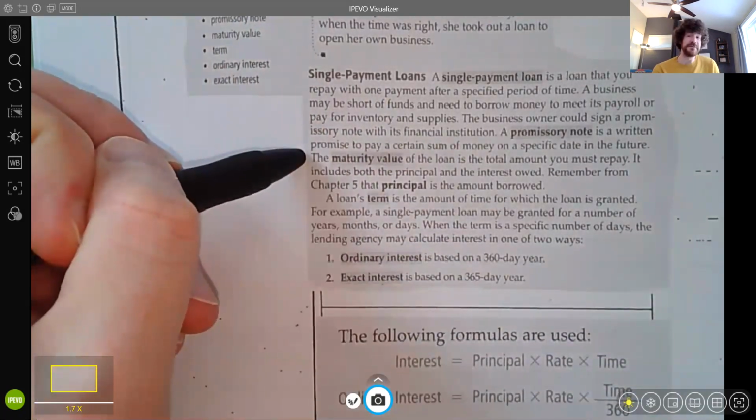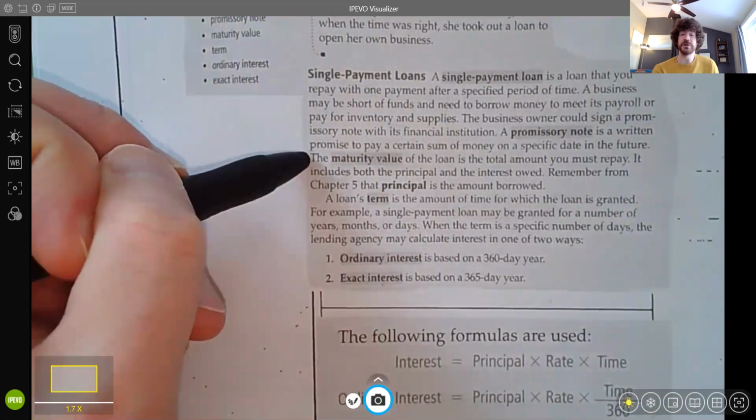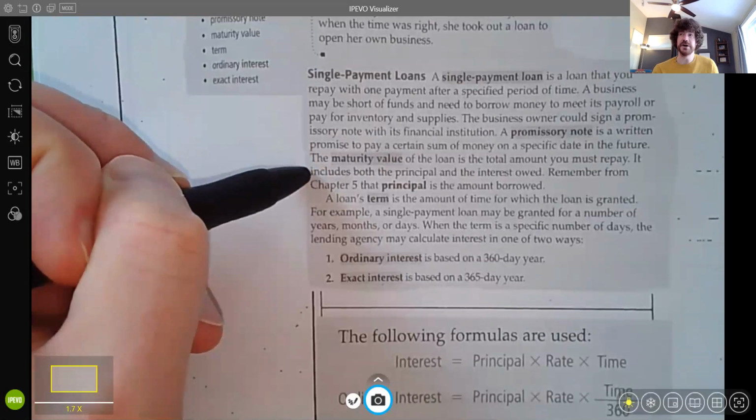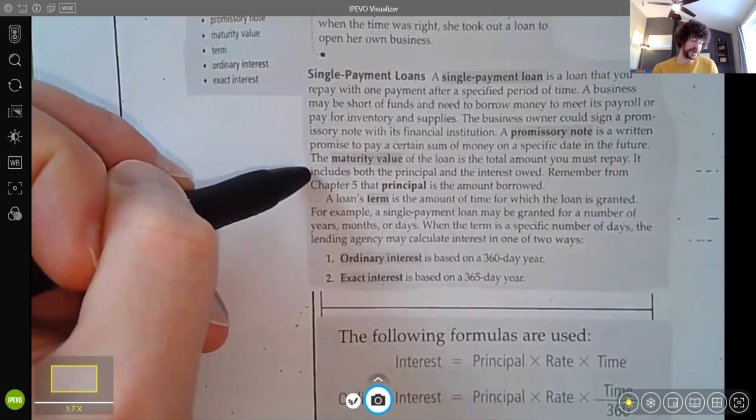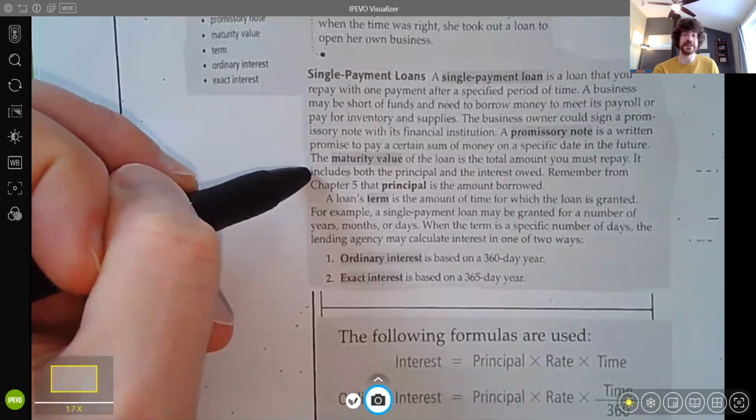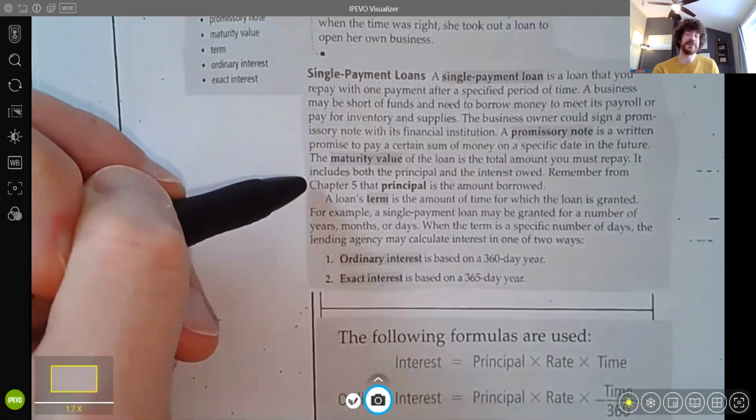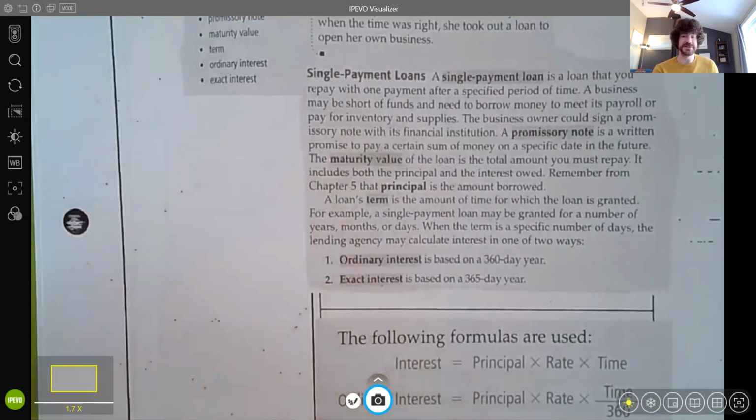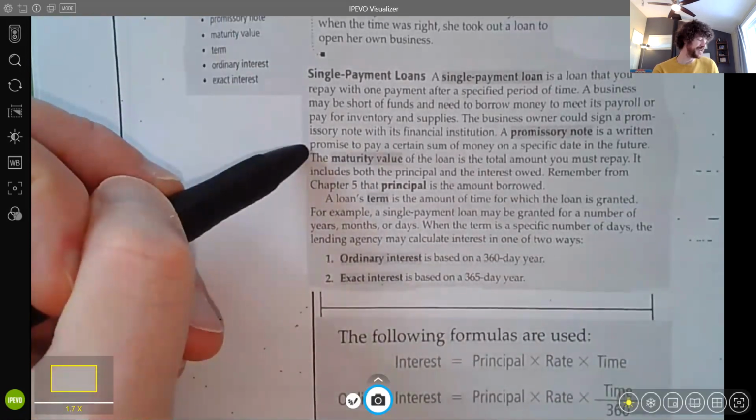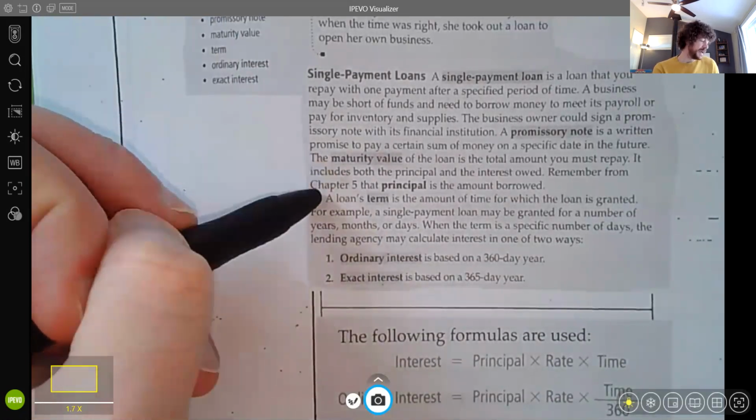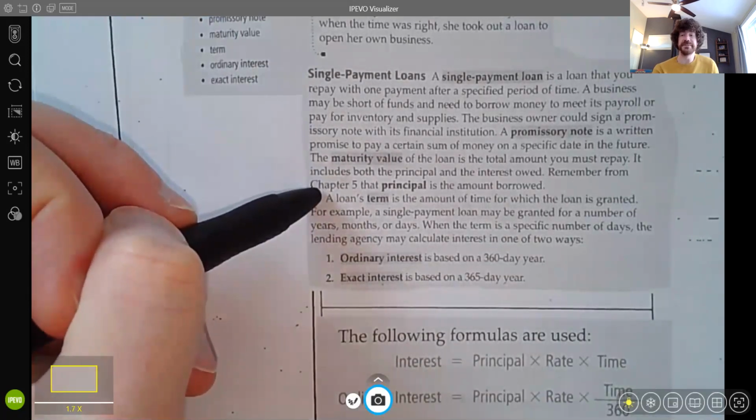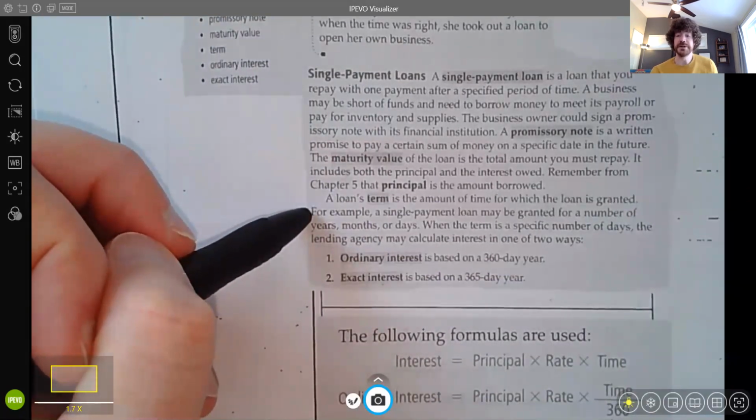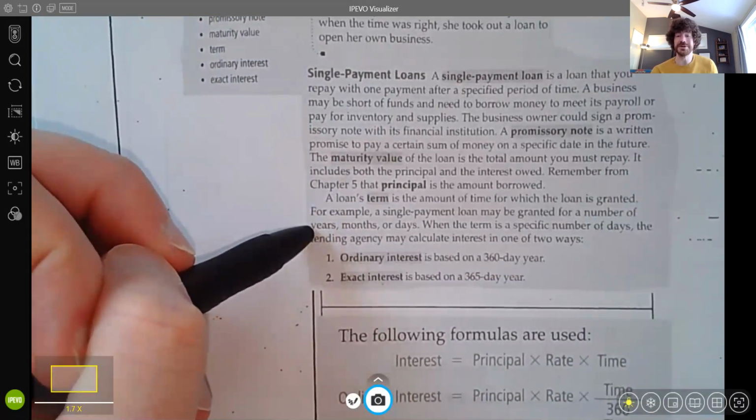It says the maturity value of the loan is the total amount you must repay. It includes both the principal and interest owed. So basically all the money you borrowed plus the interest that was earned on that loan. Remember from chapter 5, that principal is the amount borrowed. So the amount borrowed plus the amount of money on top of that, the interest, makes up the maturity value. A loan's term is just the amount of time that a loan is granted. For example, a single payment loan may be granted for a number of years, months, or days.